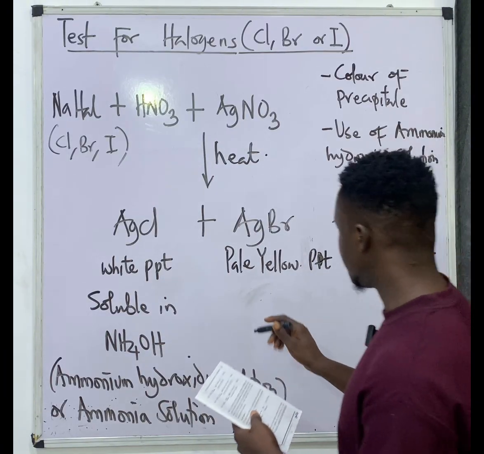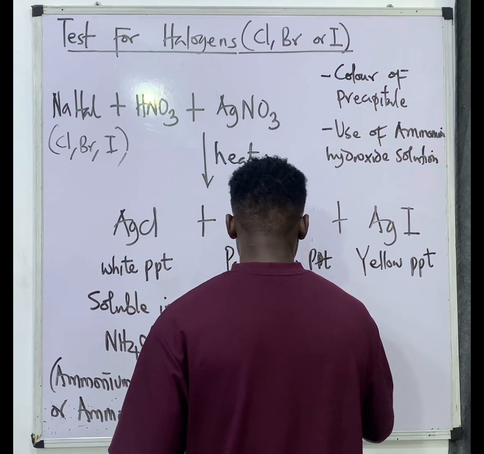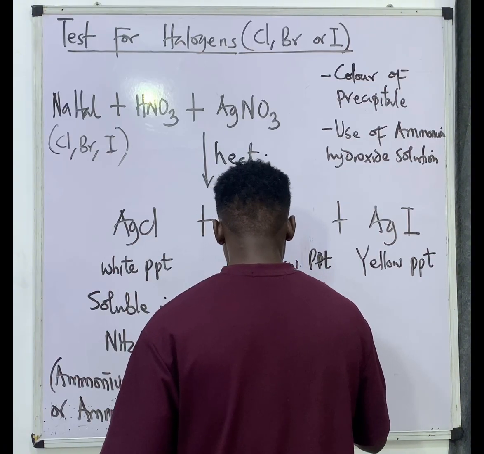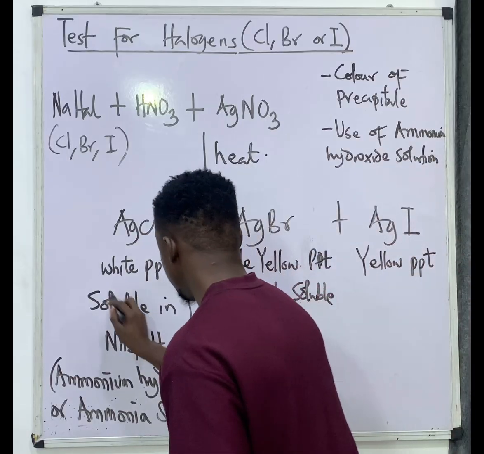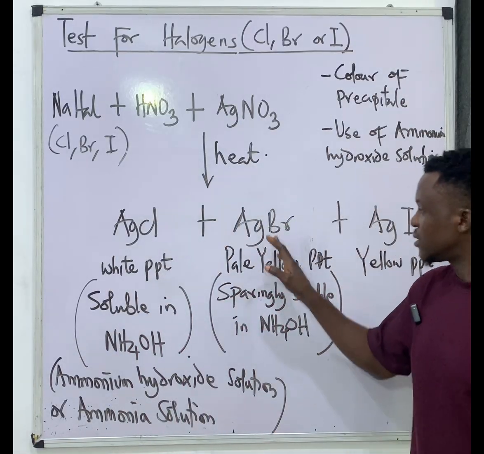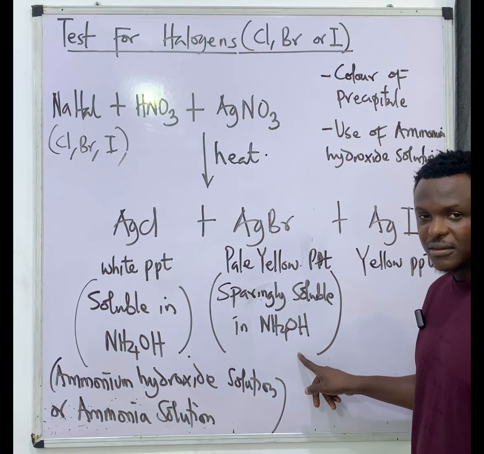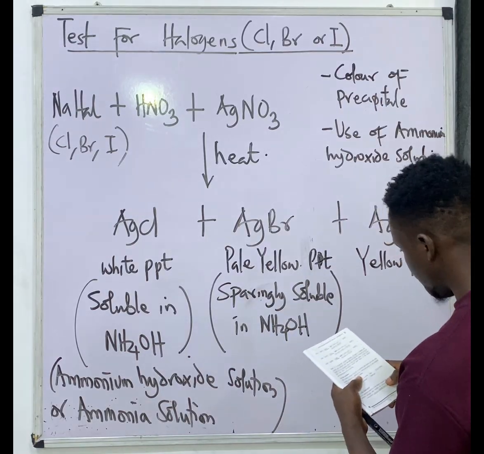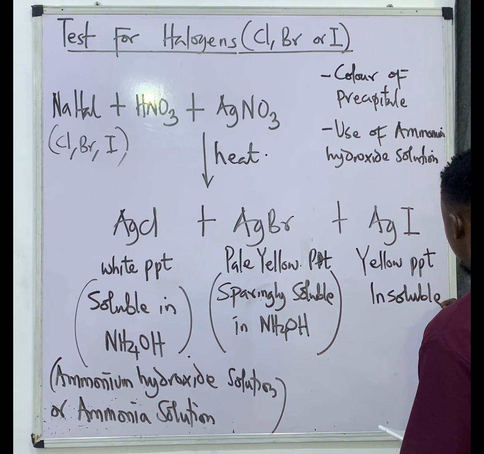This is sparingly soluble. Silver bromide is sparingly soluble in ammonium hydroxide. Sparingly simply means it is slightly soluble. Now, this one is insoluble.